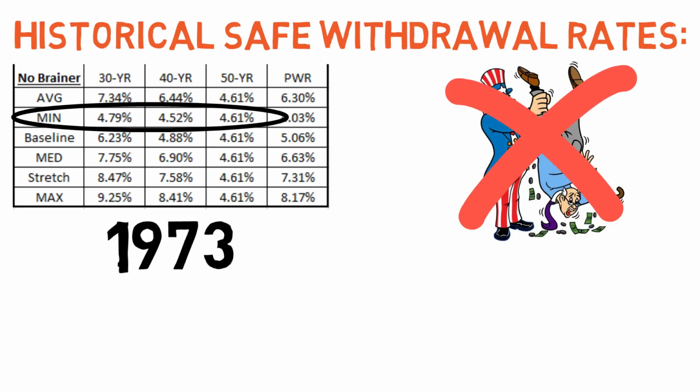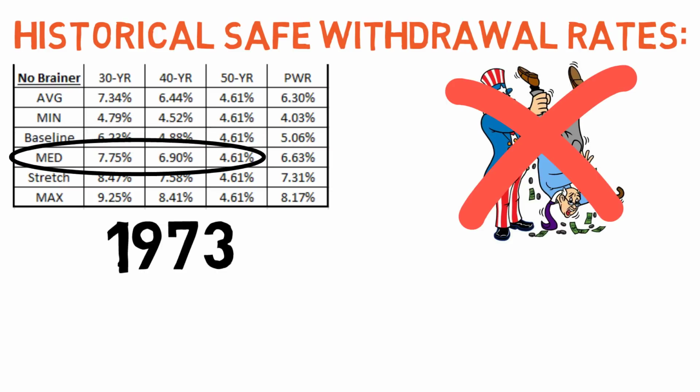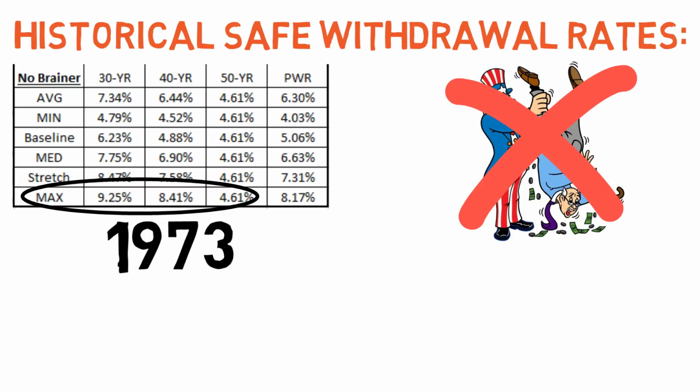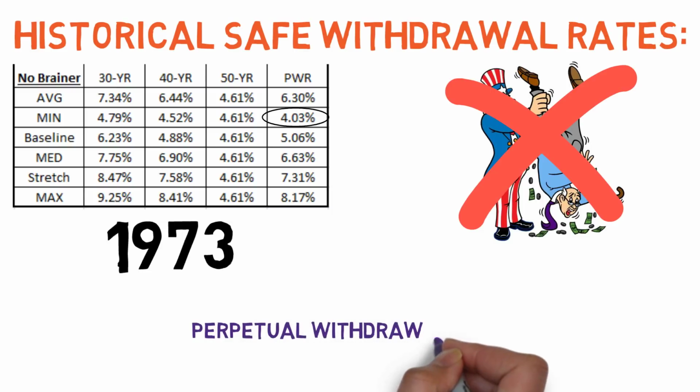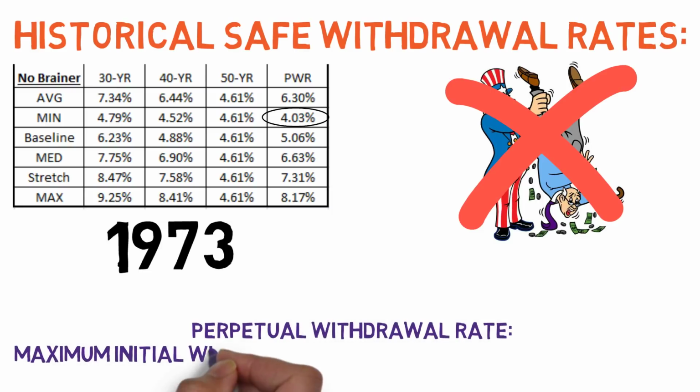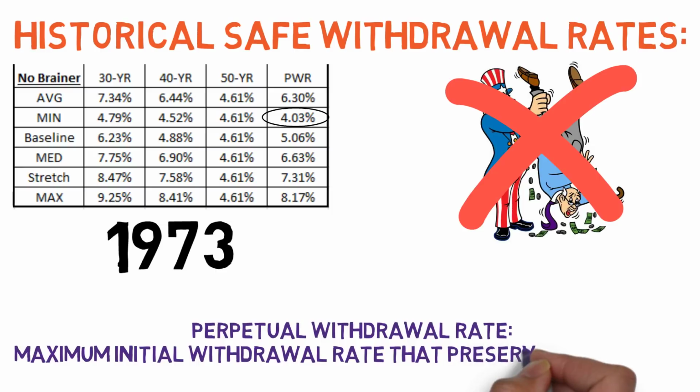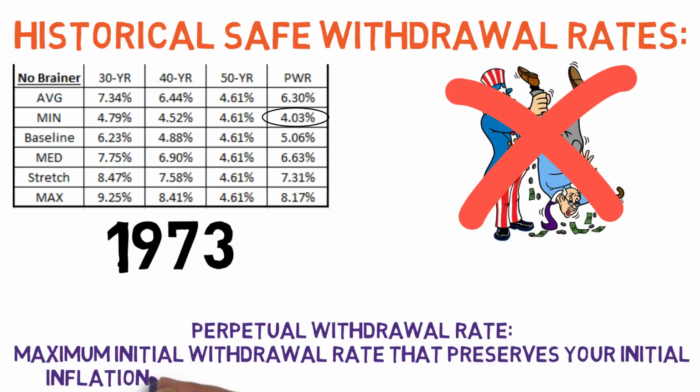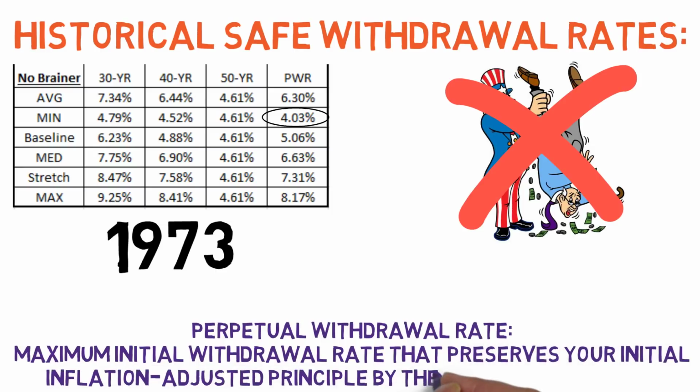The median rates were a bit higher at 7.75%, 6.90%, and again 4.61% for the 30, 40, and 50-year scenarios respectively. The maximum rates for the 30 and 40-year scenarios were 9.25%, set in 1982, and 8.41%, set in 1975. The strategy would have maintained a minimum perpetual withdrawal rate of 4.03%. And as usual, perpetual withdrawal rate is defined as the highest amount of money you could have withdrawn while still maintaining your original inflation-adjusted principal all the way through to the end of the dataset.